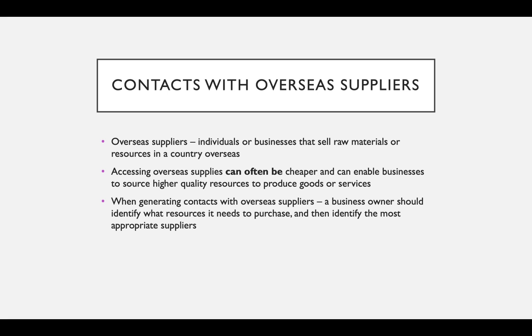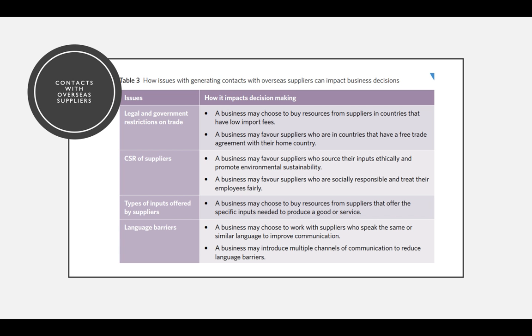When generating contacts with overseas suppliers, a business owner should identify what resources it actually needs to purchase and then work towards the most appropriate supplier. And then again, you've got your issues. So legal and government restrictions on trade. They may actually be cheaper because there is less tax in order to buy from overseas suppliers, if you've got a free trade agreement with them or if they've got low importation fees.